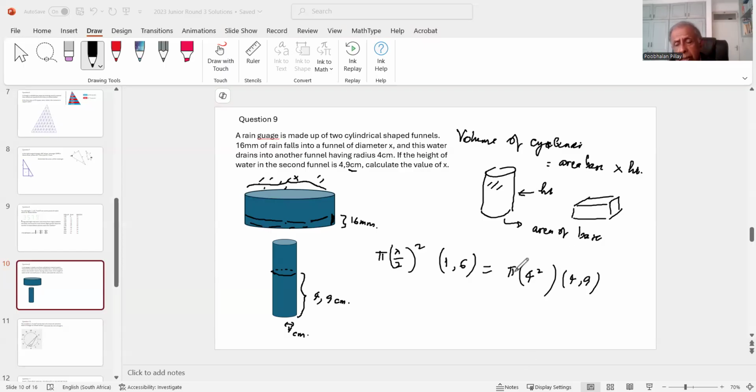Right. All in centimeters. So you need to calculate x in centimeters. The pi's cancel. You got x squared over 4. I'm just going to put x squared over 4. So I'm going to multiply this by 4 to get, and this is 4 squared, 4.9, and I'm going to divide that by 1.6.